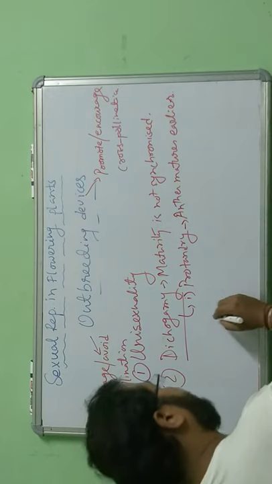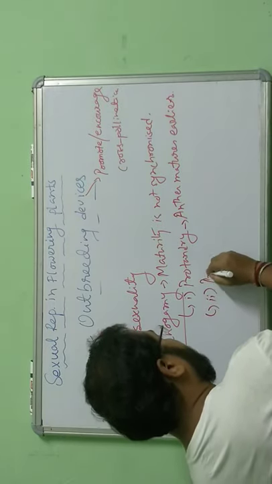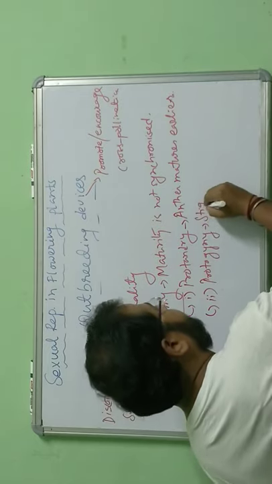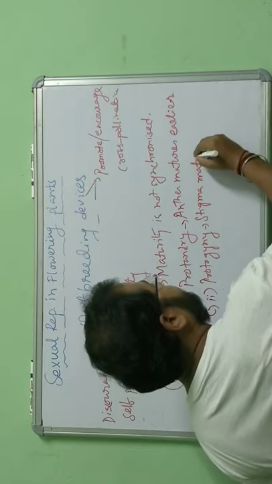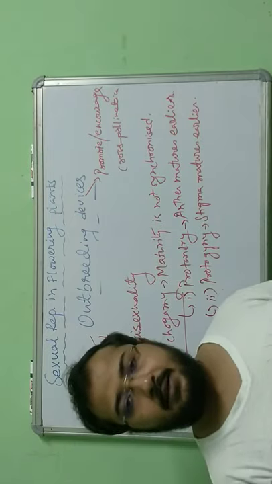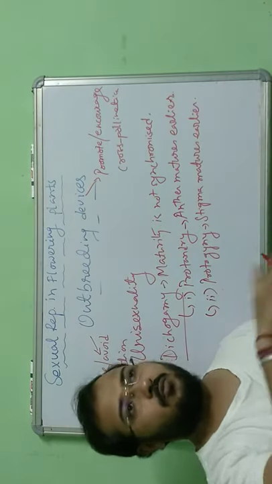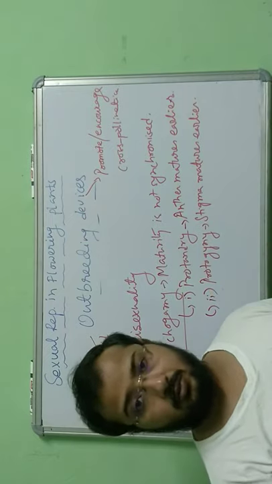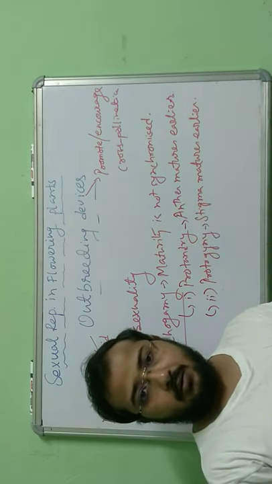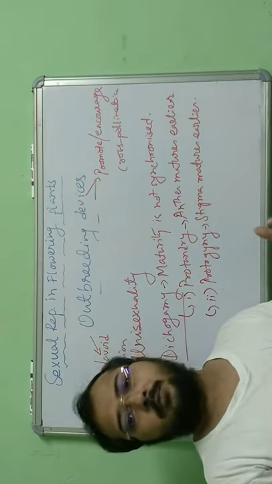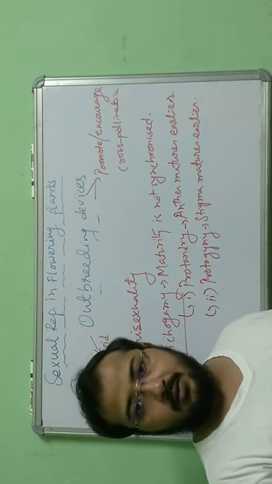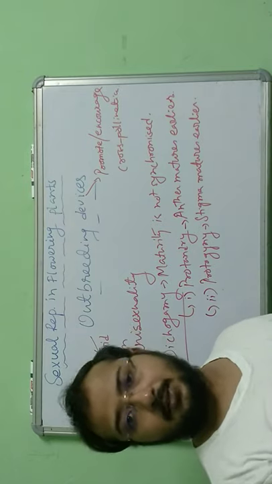So that's protandry. Number two, protogyny. This is where the stigma matures earlier, the opposite. Assume it's the same flower: the stigma is mature, but the anther is not mature. The anther not being mature means pollen grains are not shedding at the time when the stigma is already mature.